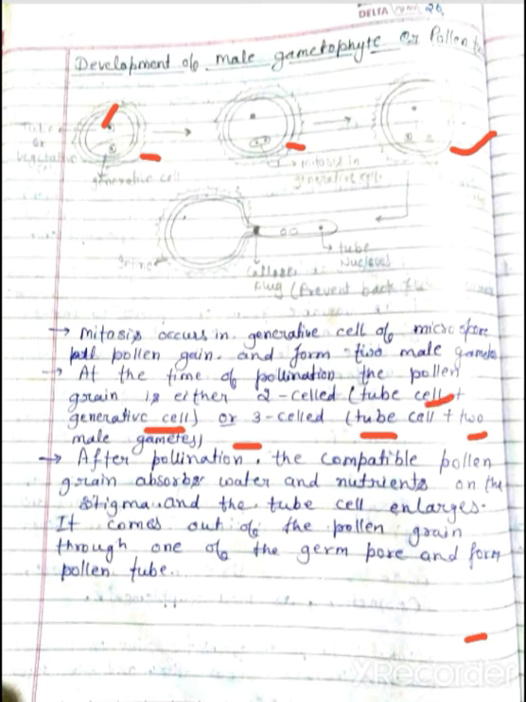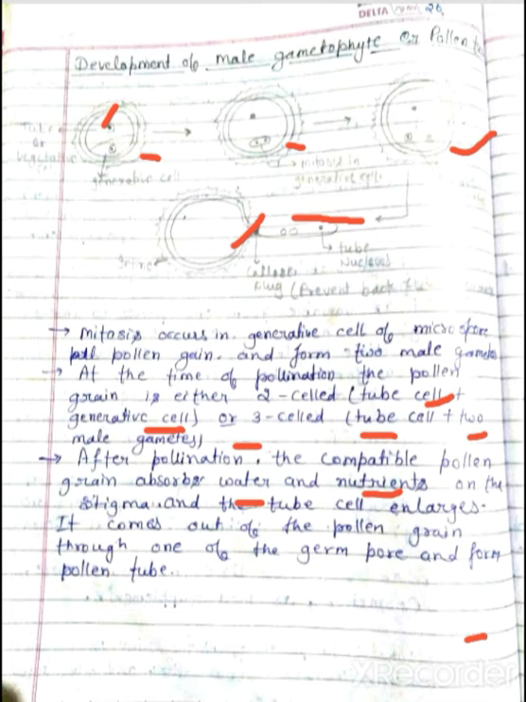So after pollination, the compatible pollen grain is absorbed. Compatible means the pollen grain which is well developed and capable of absorbing water and nutrients on the stigma, and the tube cell enlarges. From this it gets the nutrients, so the tube cell gets enlarged.